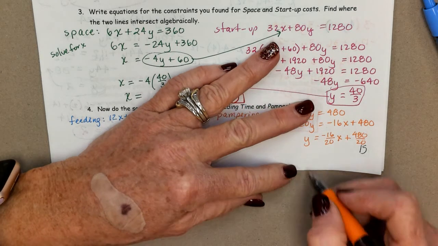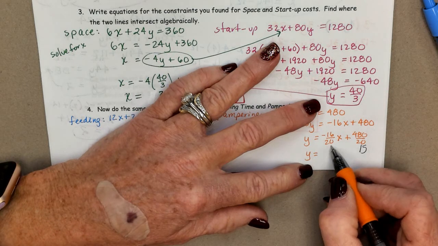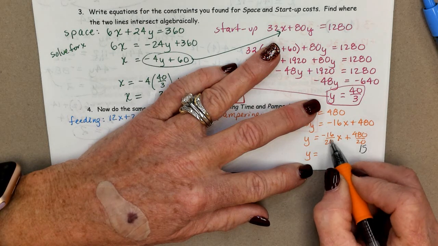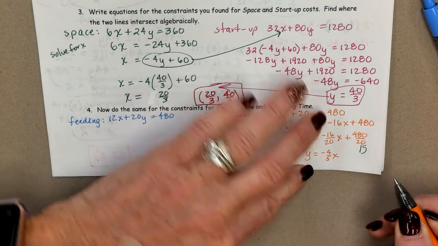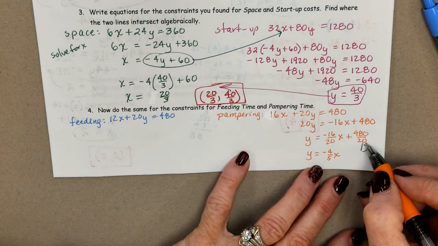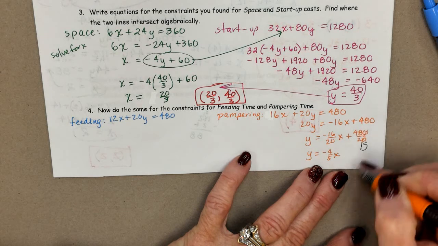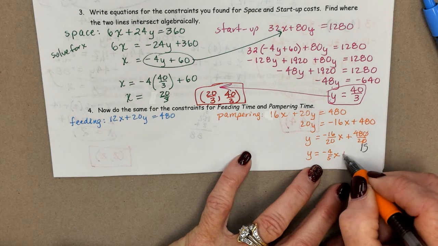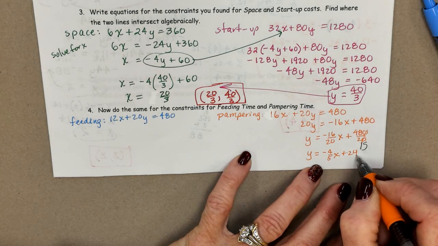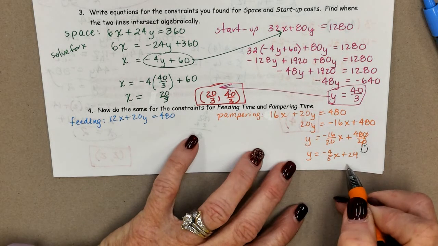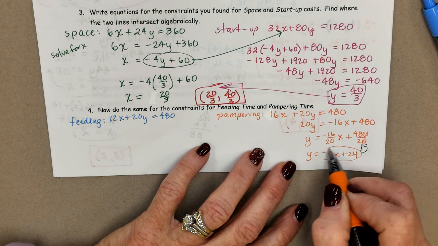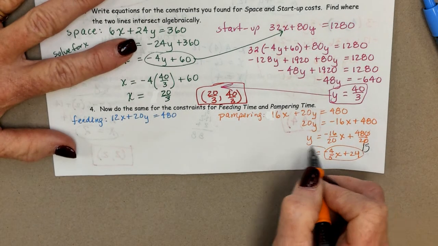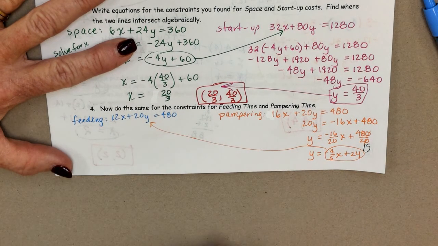Okay, we got to simplify these fractions. Oh no, 16 over 20. You can divide top and bottom both by 4, which gives you a negative 4 over 5. And 480 divided by 20, the zeros drop off, and we have 24. There's your y equals. All right, now let's take this y, and we're going to plug that all the way over here for that y.